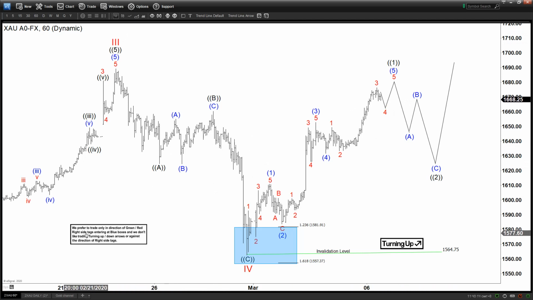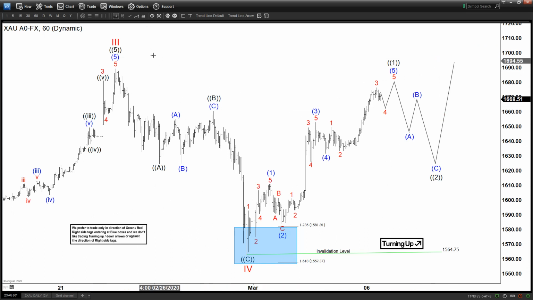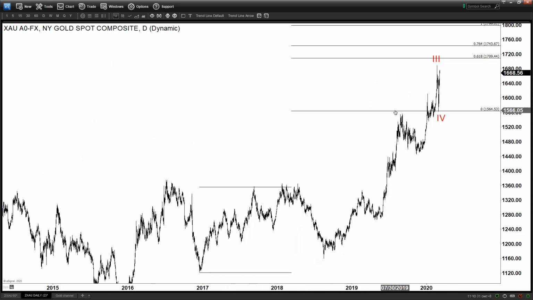Now here, let's zoom out a little bit, looking at the daily. Remember, this is 3 and 4. So I'm putting 3 and 4 here, and this is the 3 and 4 now. Gold was so strong. Gold is so strong that it's still a bit of an open question whether this is really in the 3 and 4.